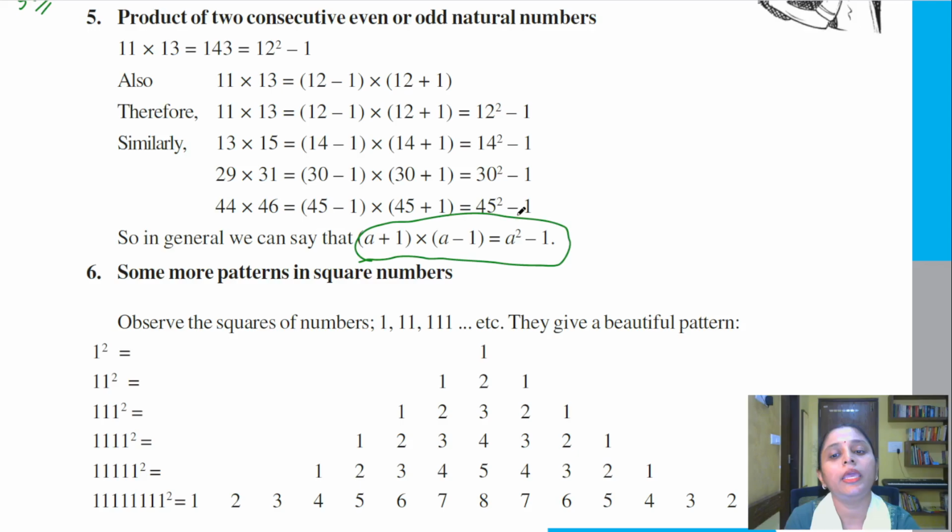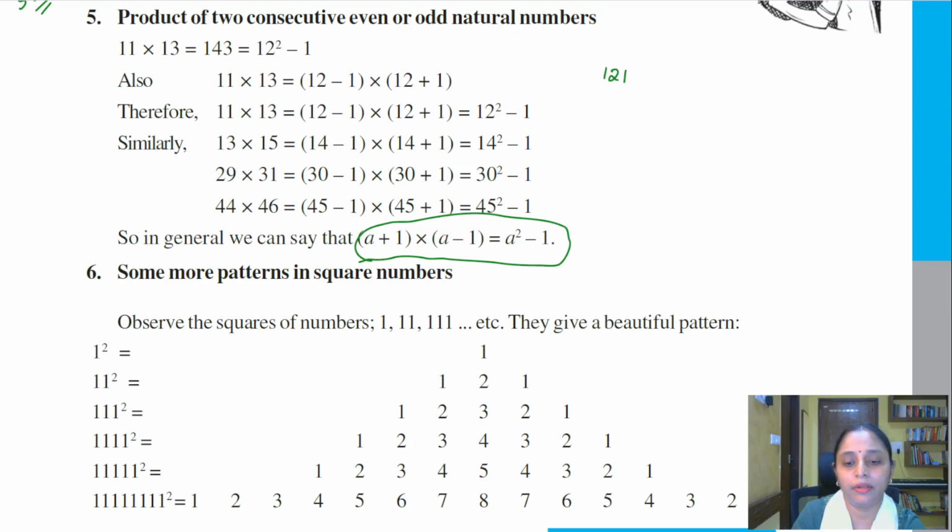In other words, if you take any perfect square and subtract 1 from it, then that number can be written as the product of two consecutive even numbers or odd numbers. In fact, you can find it immediately. A square minus 1 is nothing but a plus 1 into a minus 1. That is to say, for example, I have 11 square.